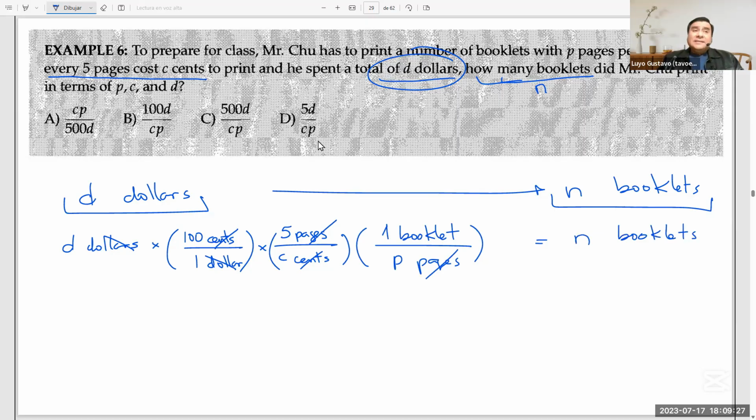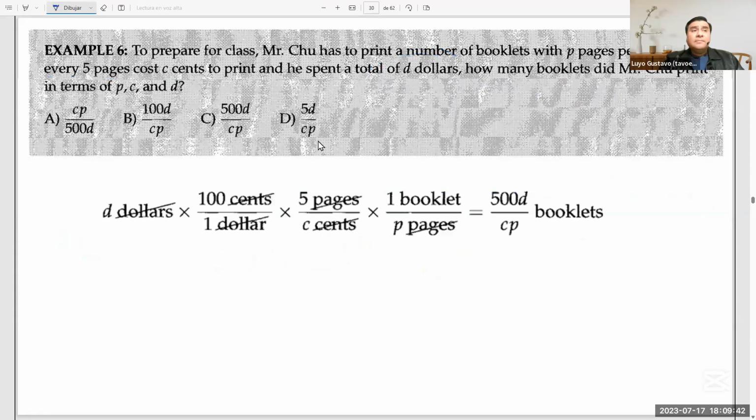So what is the value of N? It's what results from multiplying this and dividing by 1, C, and P. So what is the answer? 500D over C times P booklets. This is the number of booklets Mr. Chu printed. All right? So that corresponds to option C.